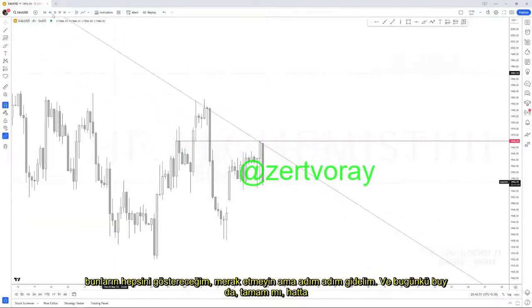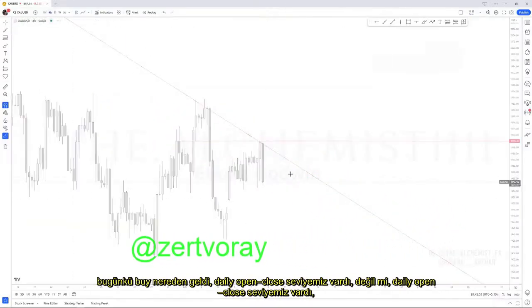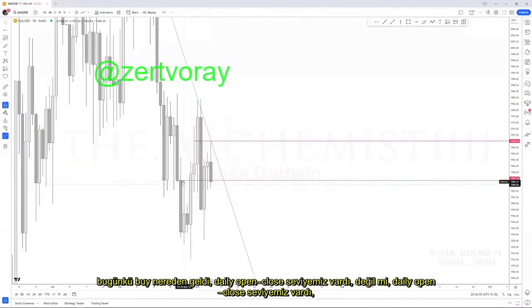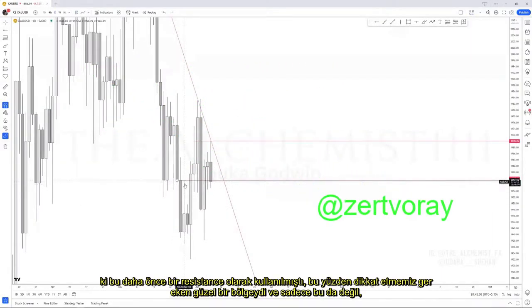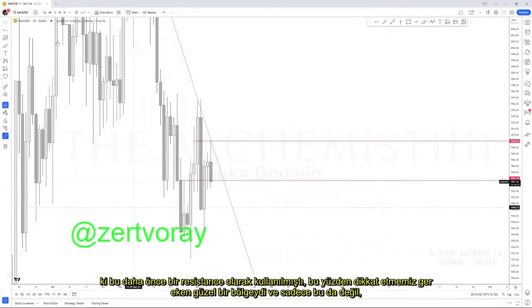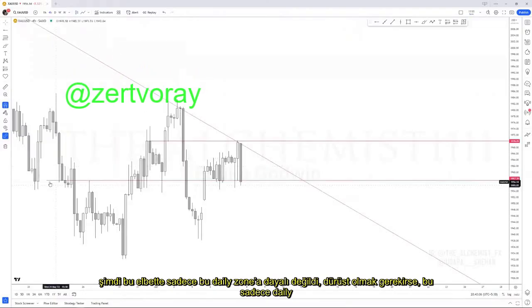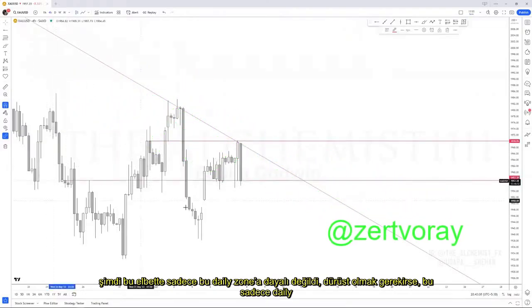And even the buy today, where did that come from? We had the daily open close, which was once used as a resistance. So that is a good zone to pay attention to. And not only that, to be honest, this was not based on this daily zone.